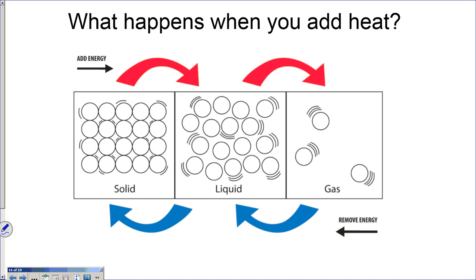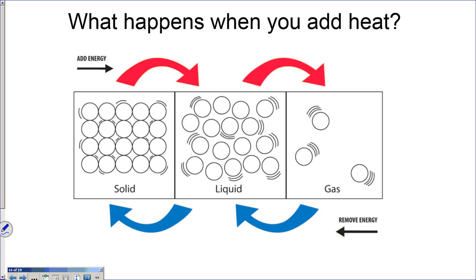So the solids go from being locked together, vibrating in place. You add enough energy that it breaks some of the attractive forces to where the liquid particles are moving a lot faster. There's still an attraction between particles, but they're not completely stuck in place. Then you add even more heat, and it adds enough energy that it completely breaks those attractive forces so the particles can go where they wish.